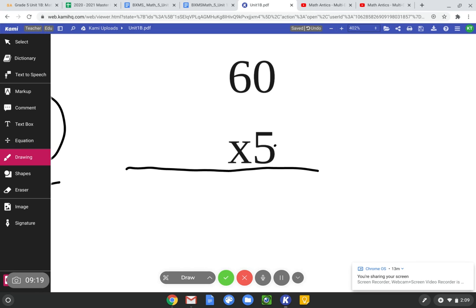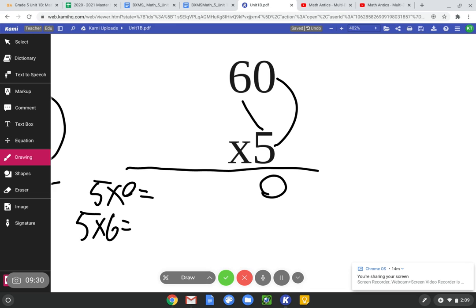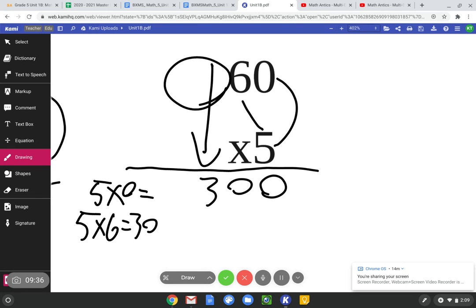Let's move on to 60 times 5. We start with the ones place. 5 times 0 equals 0. 5 times 6 is 30. And remember, I can leave this 3 here because there's nothing in the way.